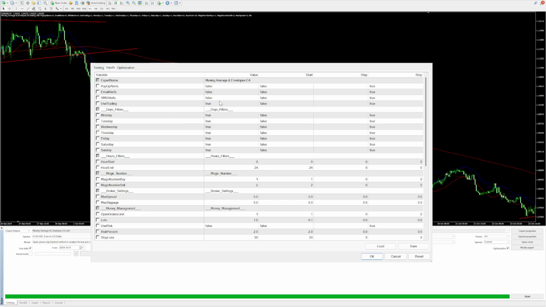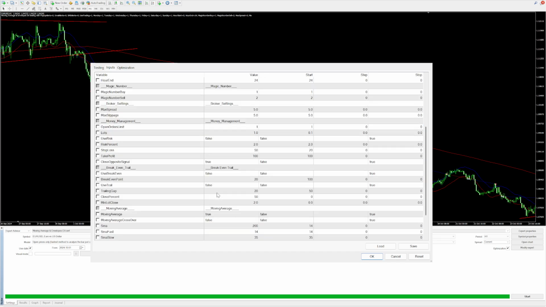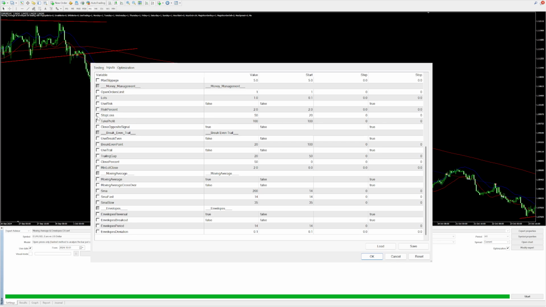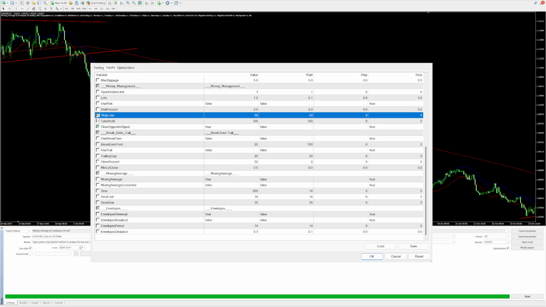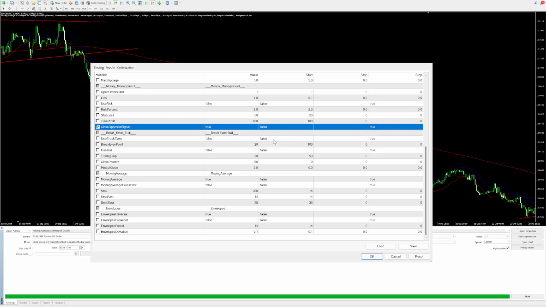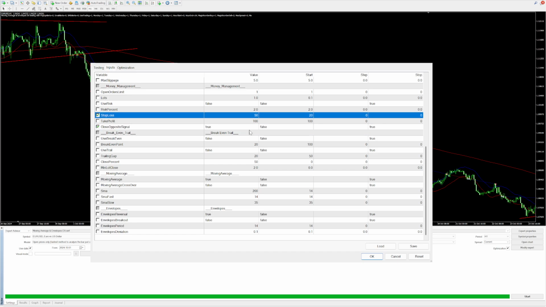So use trading set to true. Let's have close opposite signal, true or false. Stop loss. If you check any of these boxes, the optimization will run all possible combinations. So close opposite signal, it'll run true or false. Stop loss, we can set start at 25 pips, step 25 pips, and finish at 50. So that will test a stop loss of 25 pips and 50 pips.